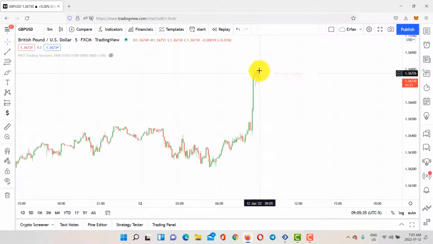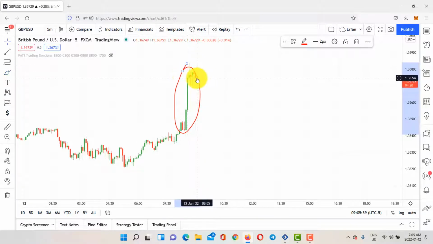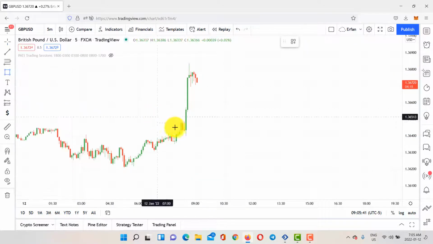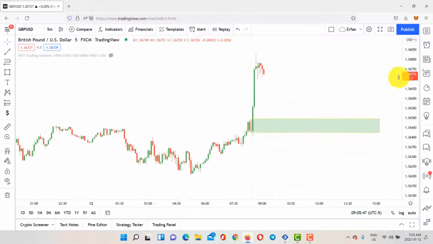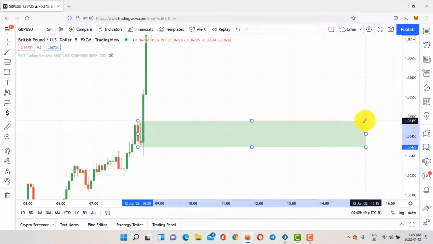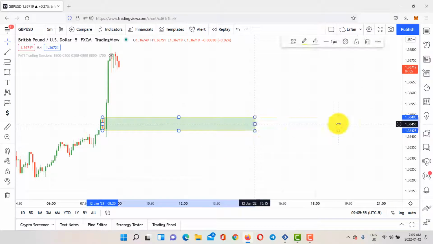As you can see, we had a huge spike right around here, and I can clearly see an order block exactly here. So from here to here is going to be our order block. If I want to be super accurate, it's going to be from here to here. Okay, so this is clearly our order block.